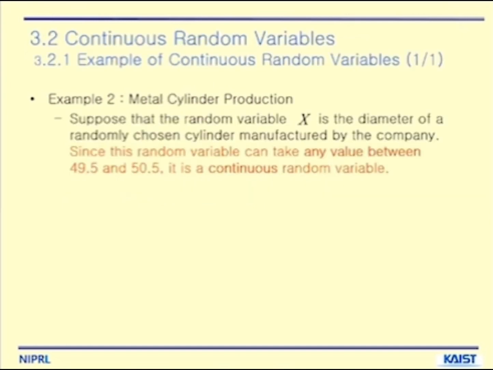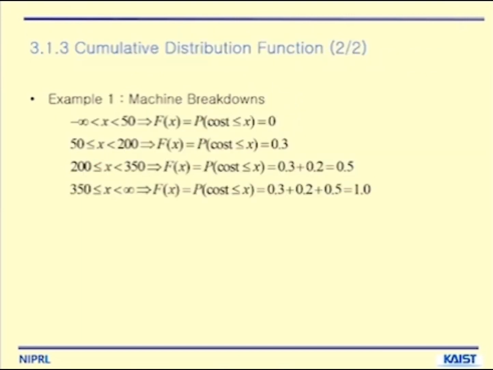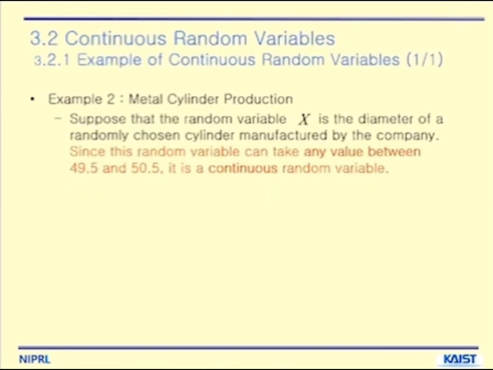Okay, that's all about the discrete. Now I want to go into the continuous one. I told you the other time, you have 2 types of random variable. You have a discrete one, you have a continuous one.